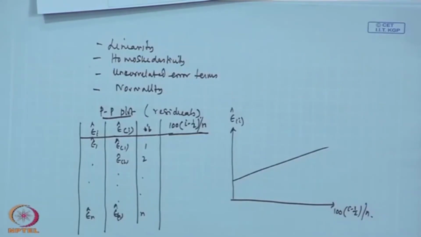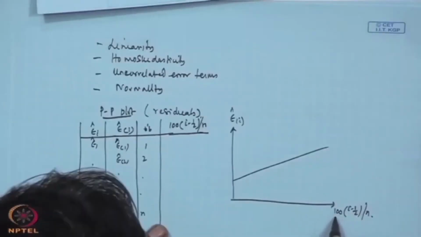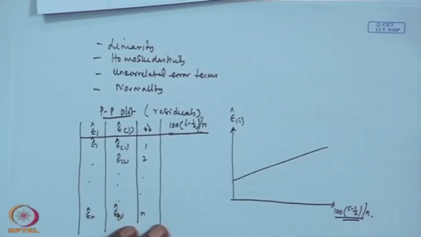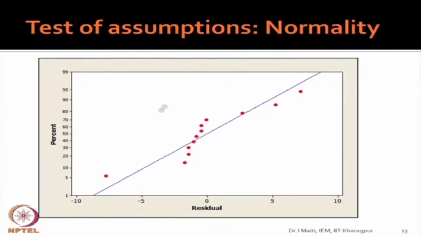It is basically just making a percentage figure, nothing else. (i minus half) by n is our CDF, the CDF in probability level. So in software this axis will give this one, but even if you change the axis, the straight line will remain. Now you see that for our data, the problem we have discussed, it shows like this.